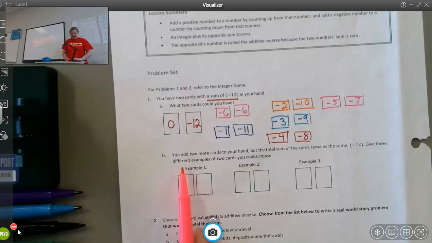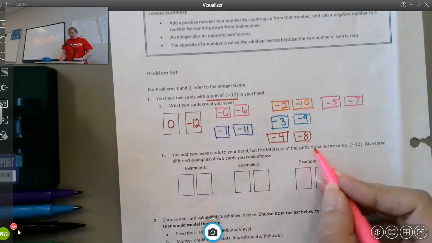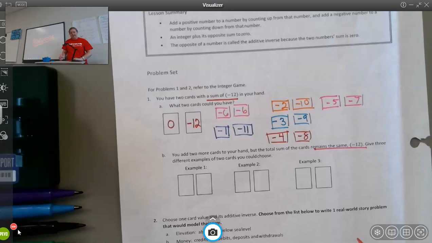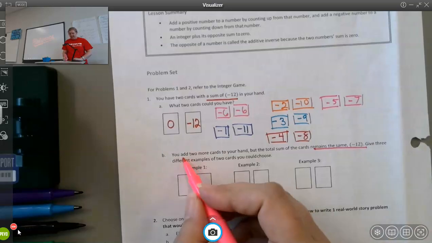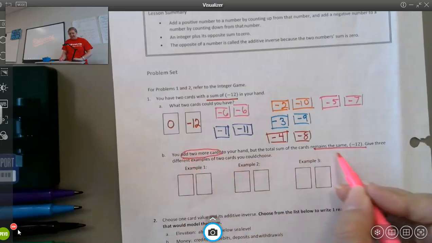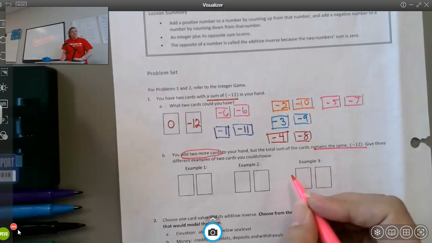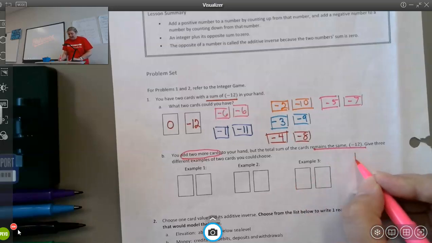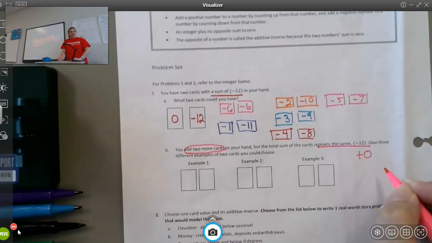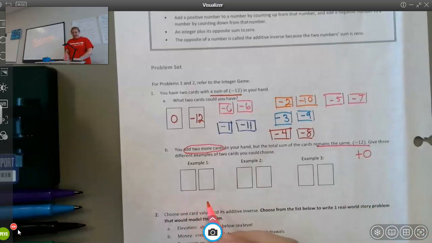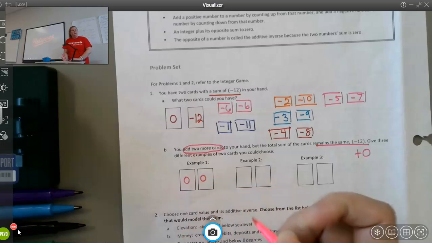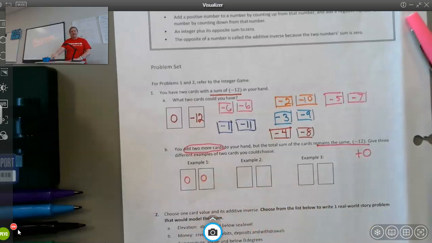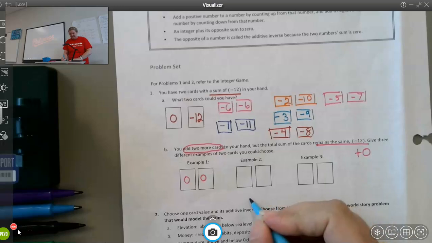Next, what if I added 2 more cards, but the total sum of the cards remained negative 12? So in order to add more cards, but keeping the sum the same, I am using the identity property. The identity property of addition says that I can add 0 without changing the value, which means in this case, to add 2 cards, of course I could have 2 zeros, or I could have a pair of additive inverses.